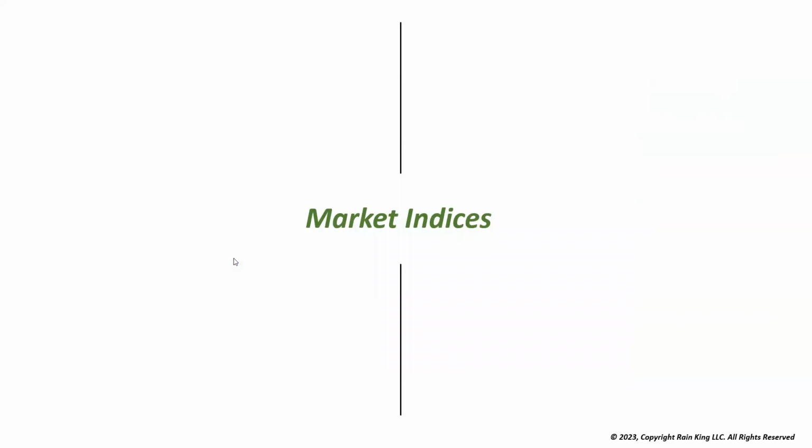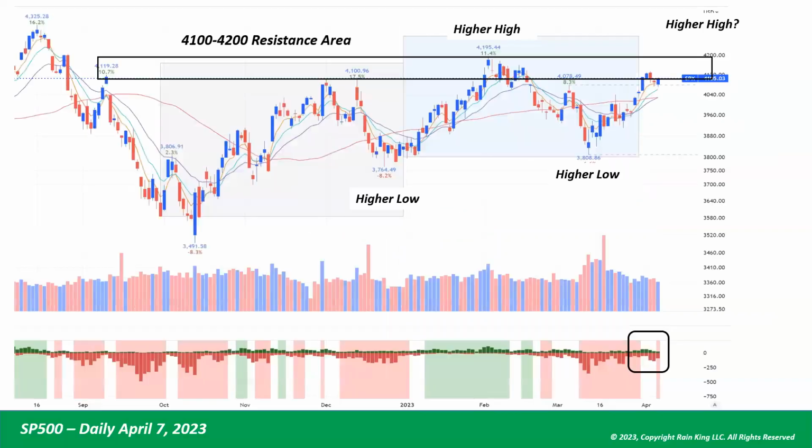So let's get into the market indices. This is the S&P 500. This is a daily chart. A couple things I just wanted to point out. We came up here, and we've actually entered this really a resistance zone. You can see from 4,100 to 4,200 is a zone of resistance, important resistance on the S&P 500.